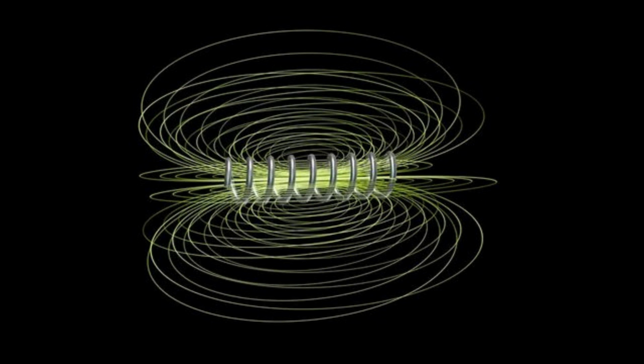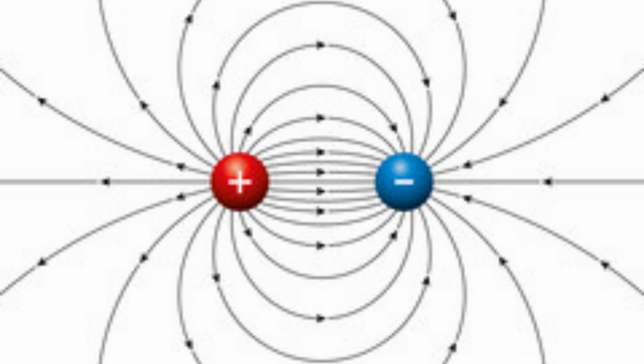Electric fields have several characteristics that help define their behavior and influence the behavior of charged particles within them. Some of the key characteristics of electric fields are as follows. Electric fields are vector fields, meaning that they have both magnitude and direction. The strength of the electric field at a particular point is given by the electric field intensity, which is a vector quantity. The direction of the electric field at any point in space is given by the direction of the force that would be exerted on a positive test charge placed at that point.